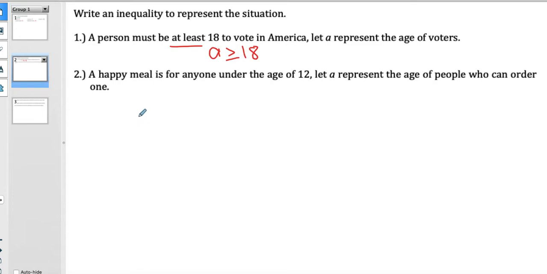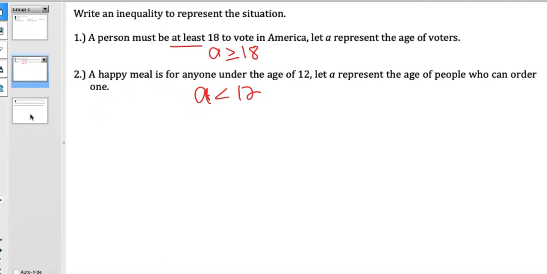Number 2, a Happy Meal is for anyone under the age of 12. Let A represent the age of the people who can order the Happy Meal. So again, A is my age. I need to be under 12. So A must be less than 12. I'm not going to be equal to, because it says I must be under the age of 12. Once you turn 12, you're supposed to order off the big kid menu.